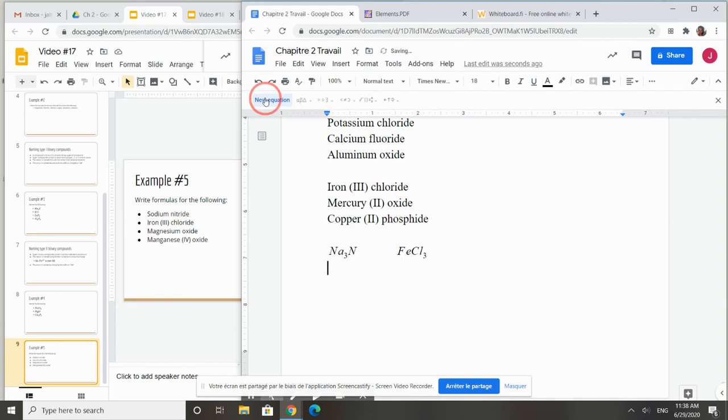And then this one, you end up first with Mg2O2, but you have to simplify. So we just get MgO. And then for your next one, you get Mn2O4, but you have to simplify that to MnO2.